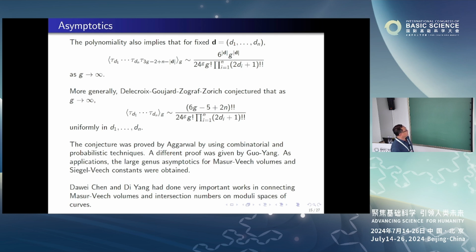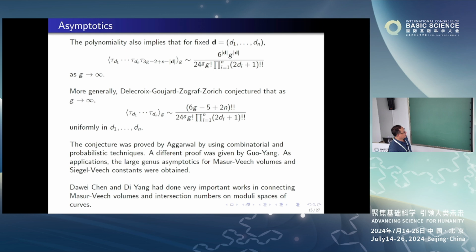Few years ago, Hao Xu and we proved, by using the polynomial property, that for any fixed d equals d1 to dn, when g goes to infinity, these intersection numbers are asymptotically, the leading term, given by this top degree term divided by these combinatorial numbers. And this result was generalized later.